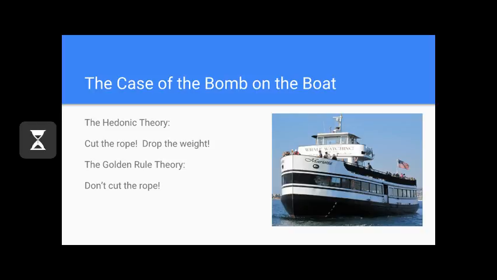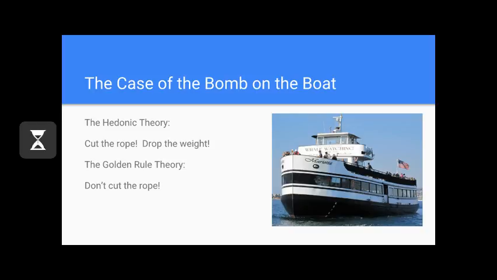It's not so clear exactly what the Golden Rule theory would say. Do you cut the rope or do you not cut the rope? It seems like if you cut the rope, you'd be treating the guy with the bomb in a way that you yourself would not want to be treated. You'd be crushing him to death. You perhaps would not want to be treated that way. But it also seems like in cutting the rope, you would be treating others in a way that you yourself would not want to be treated. That is, you would be allowing them to get blown up.